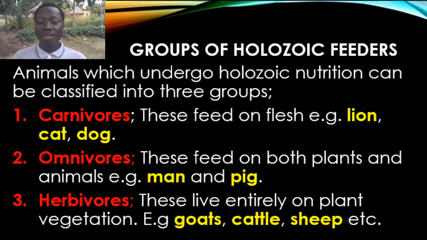So the omnivores are in between. They are both carnivorous and herbivorous, but that's not the best way of saying it. They are omnivores. So they feed on both flesh and plant materials.